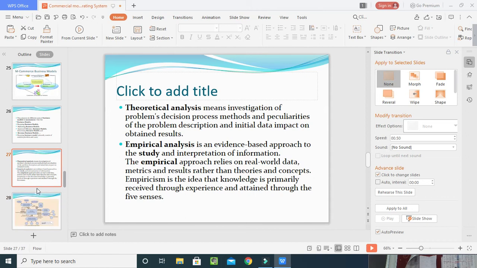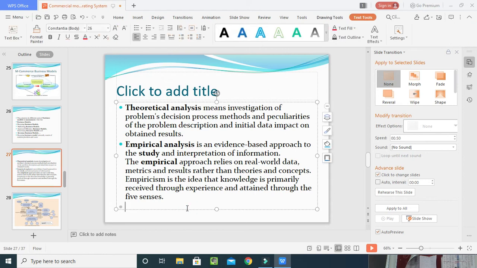Now, coming to the next thing, the models again consist of theoretical analysis and empirical analysis. First we will learn what we mean by theoretical analysis. Theoretical analysis is nothing but investigation of problems, decision problems, methods, and peculiarities of the problem descriptions, and the impact of initial data on the obtained results.